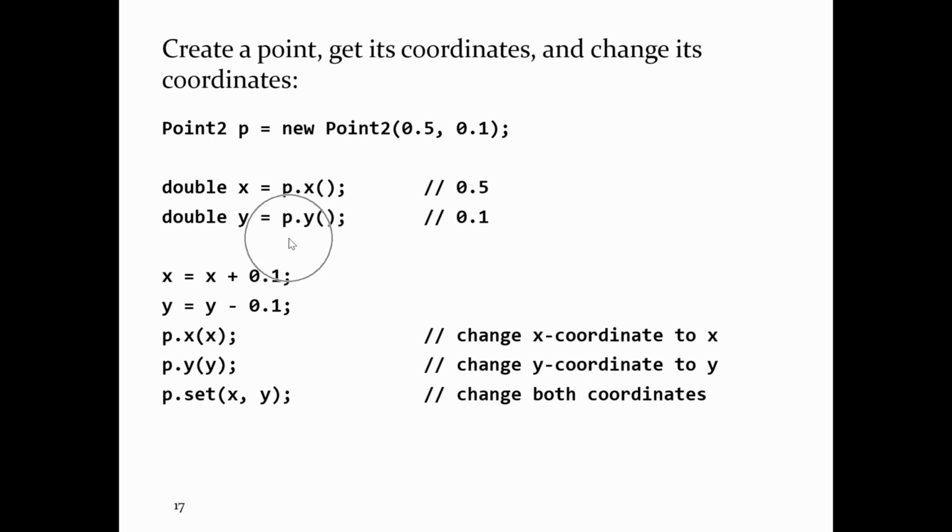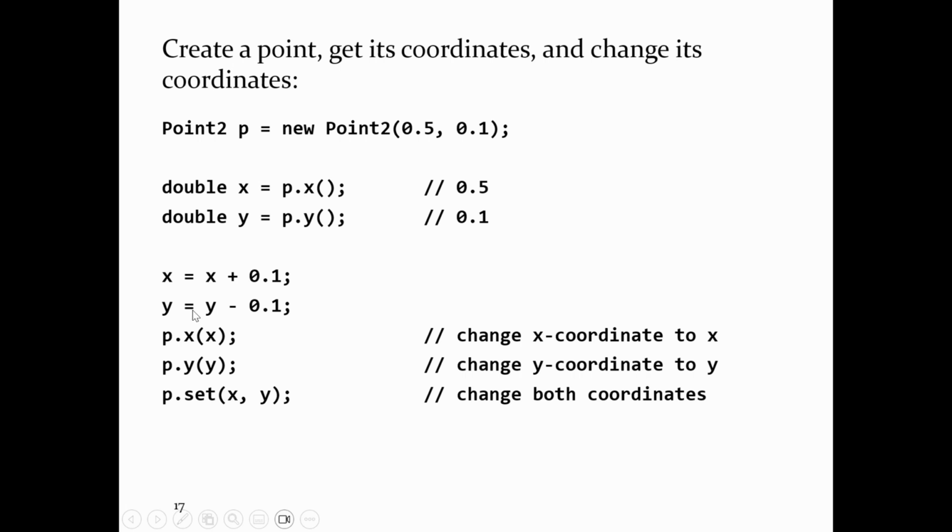On the next line, we're going to call the method called y, and so that asks p for its y coordinate. It's a method call here, so you need the round brackets. If you want to change the coordinates of p, we can change x and y. So I can add 0.1 to y, I can subtract 0.1 from y, or something else. And then I can ask p to change its coordinates to the new x and y.